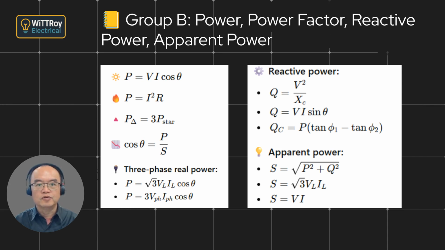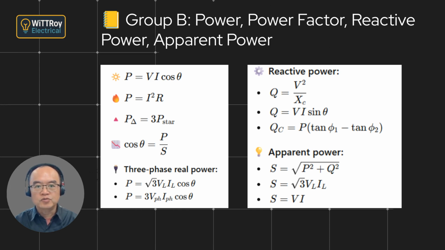Now we go to the next formula. The formula is Q equals V squared divided by XC. This formula is used to calculate reactive power in a capacitive circuit. Q means reactive power in VARs. V means voltage in volts. XC means capacitive reactance in ohms. Repeat, Q equals V squared over XC.